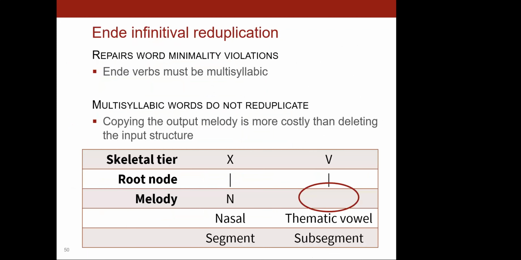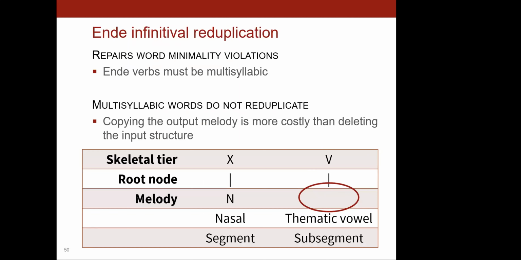So to sum up the description of Ende infinitival reduplication, we've observed that phonological duplication is triggered by a thematic vowel slot, a skeletal ghost, that is realized in order to repair word minimality violations, but otherwise it's absent.